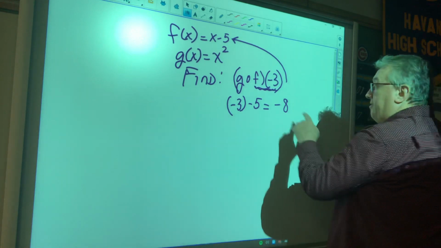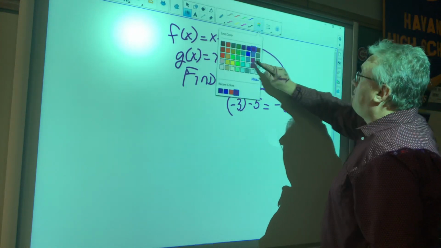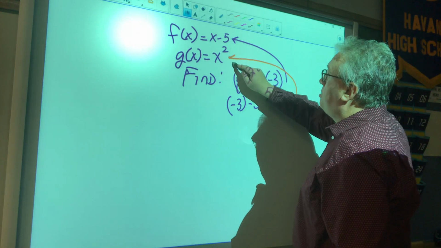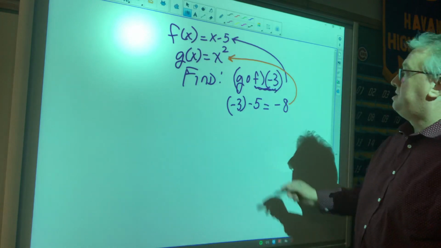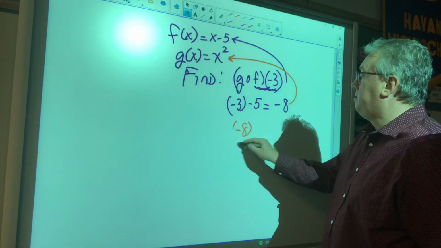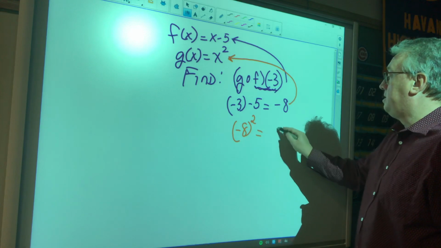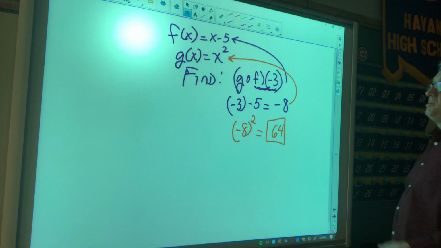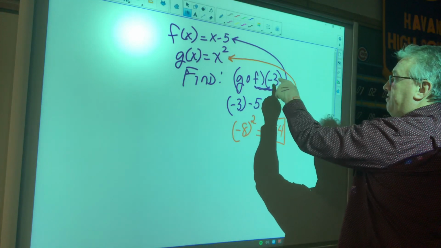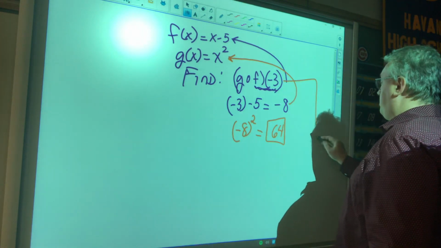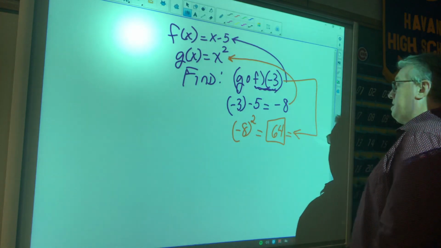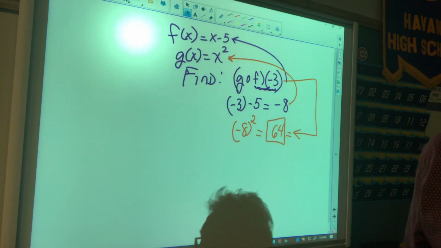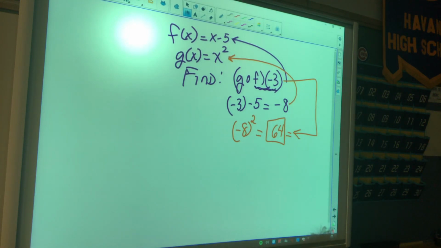Now I want to take negative 8 and put it into g of x. So now I've got negative 8 squared, which is 64. So that is my final answer. So the g of f of negative 3 is 64. Now, I hope that is not terribly complicated.